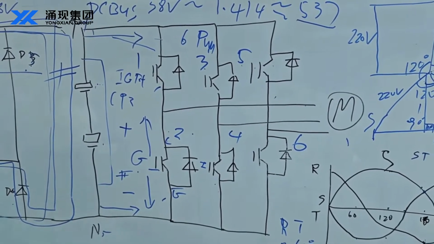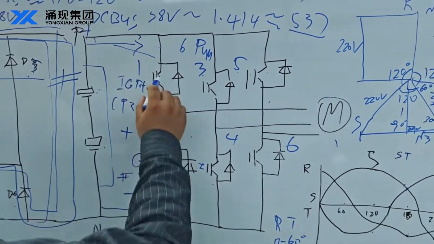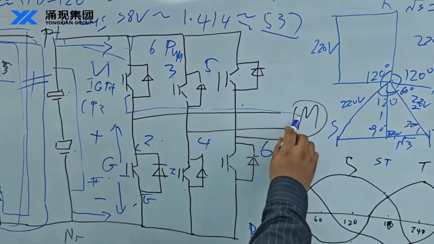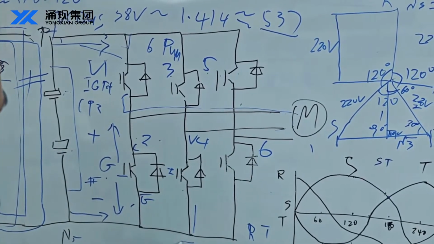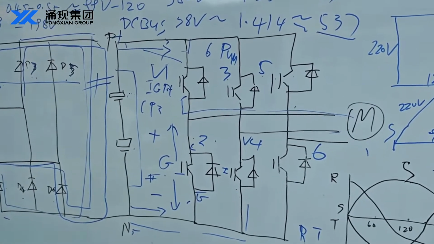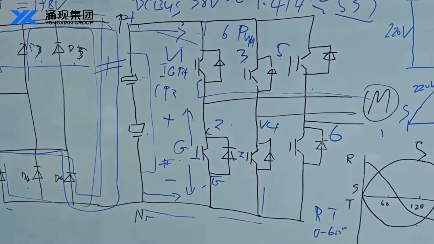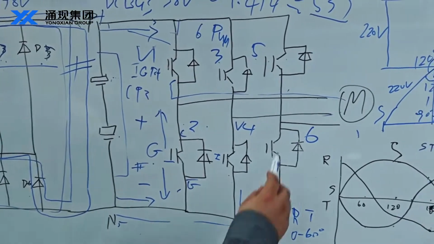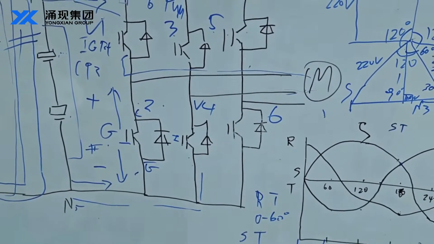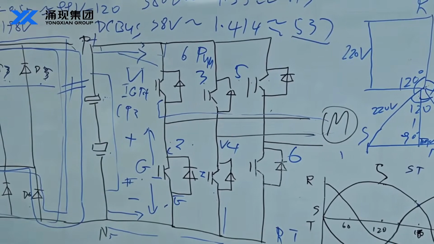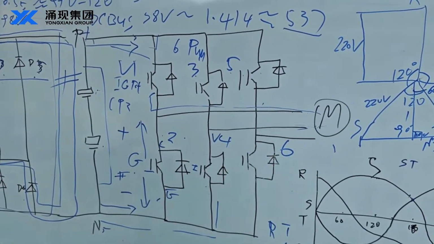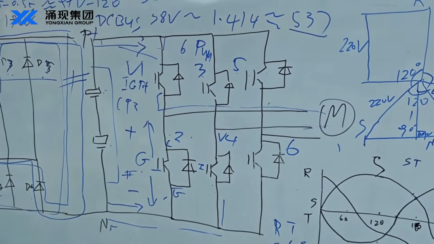For example, our DC bus power enters from V1 and goes through the motor and out from V4. The motor will have current across it, and the motor will rotate. By continuously switching the IGBTs on and off, the motor will keep rotating.